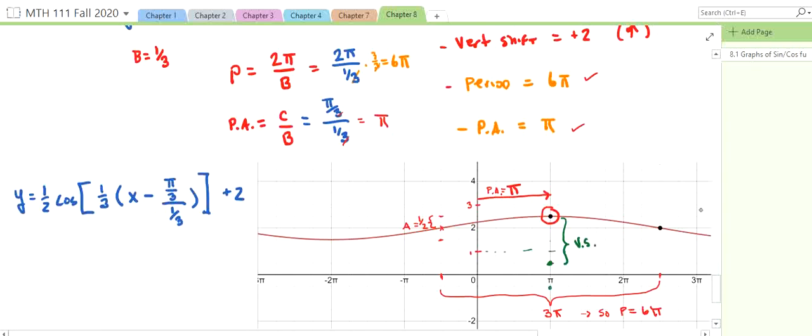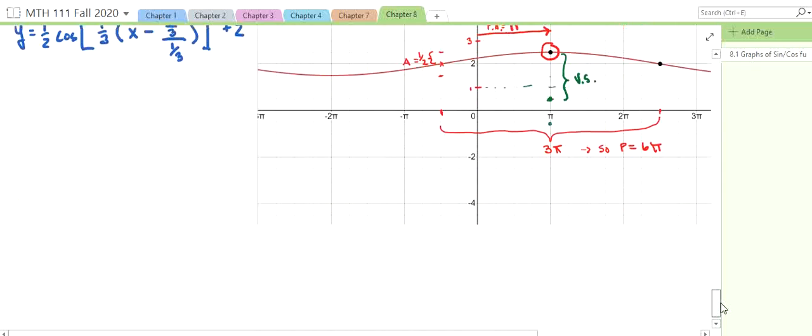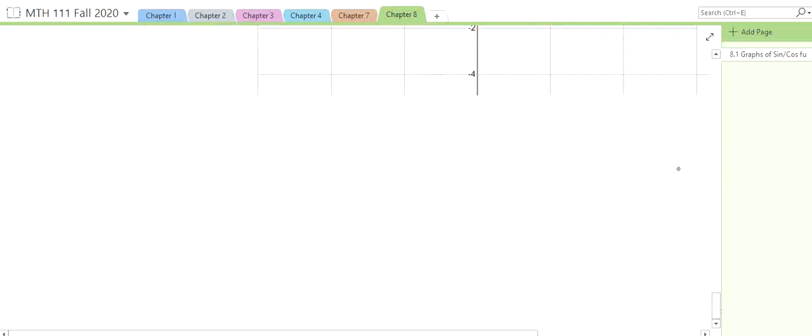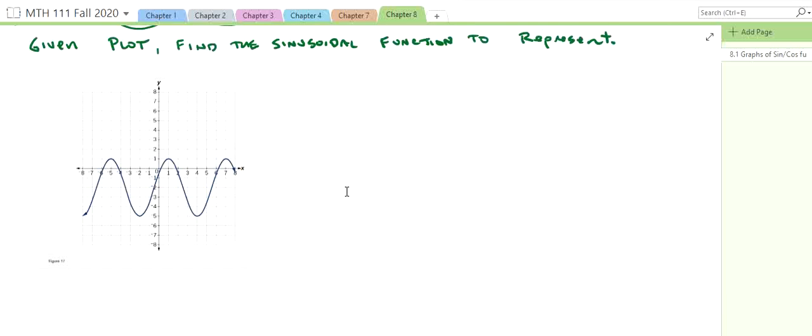So yeah, everything matches. Now we could reverse the process. Given our plot, we should be able to figure out what the equation looks like. So let's do that now. Given a plot, let's write a sinusoidal function that represents this. So this could be either a sine or a cosine function. Actually, we could write both. They would vary slightly because the sine and the cosine are just a phase shift off of each other. But let us see where to start.